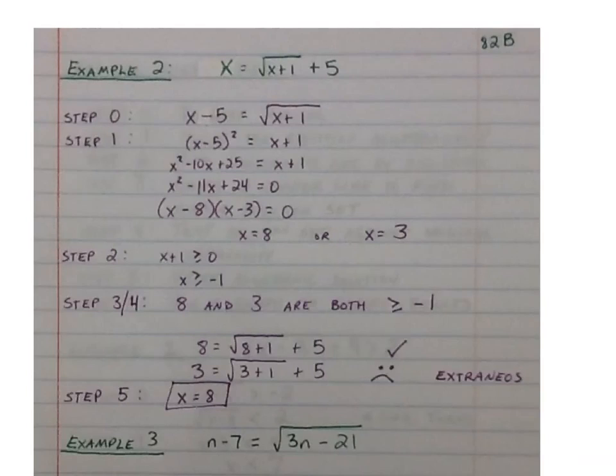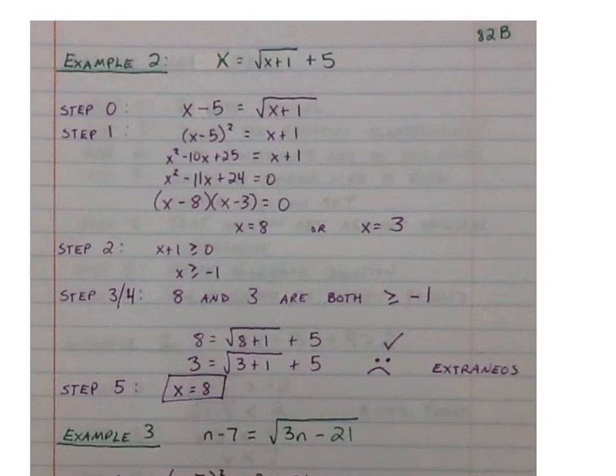All right, example 2 reads x is equal to the square root of the quantity x plus 1, plus 5. So our initial step was to isolate the radical. I did that by subtracting 5 from both sides, and I got x minus 5 equals root x plus 1. Then we go about solving it algebraically. And to get rid of the square root symbol, I took the square of both sides.